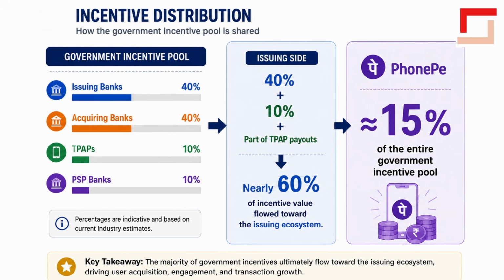In reality, however, only the largest TPAPs, which is PhonePe and Google Pay, received meaningful incentive payouts, and even Paytm to some extent. This also became a major point of friction within the industry because the rest of the ecosystem, which is smaller TPAPs and payment aggregators, got no share in the incentive. The incentive pool was divided broadly as 40% for issuing banks, 40% for acquiring banks, 10% for TPAPs, and 10% for PSP banks. Nearly 60% of the incentive flowed to the issuing side of the ecosystem. PhonePe, being the largest TPAP, used to get around 15% of the total incentive pool.